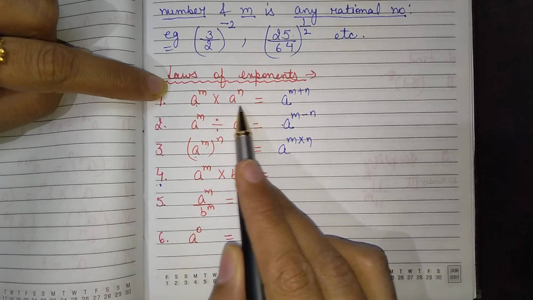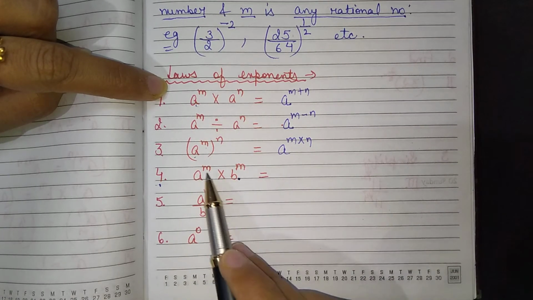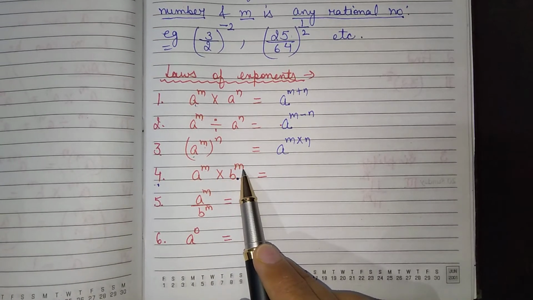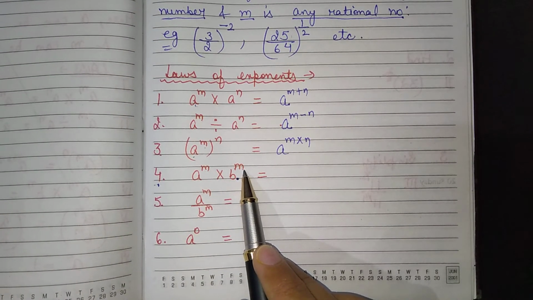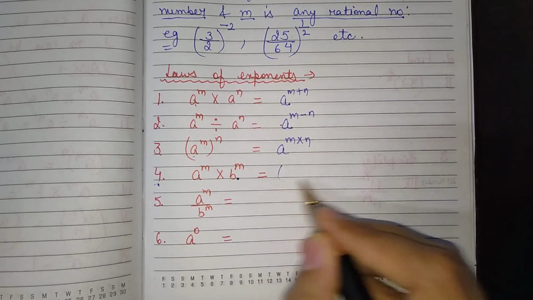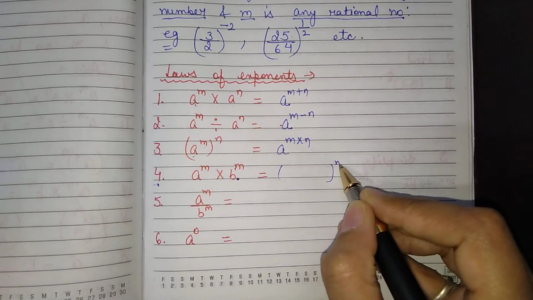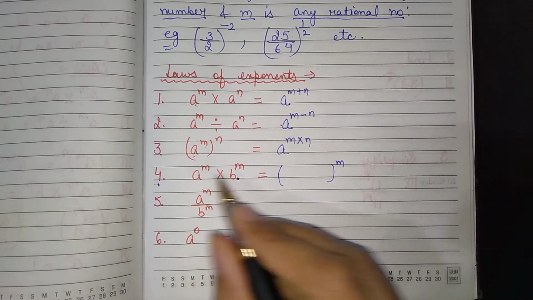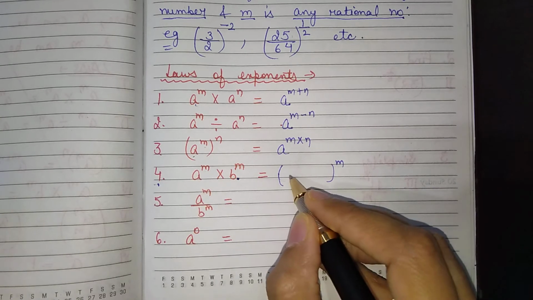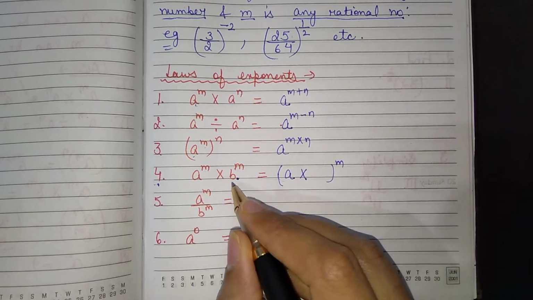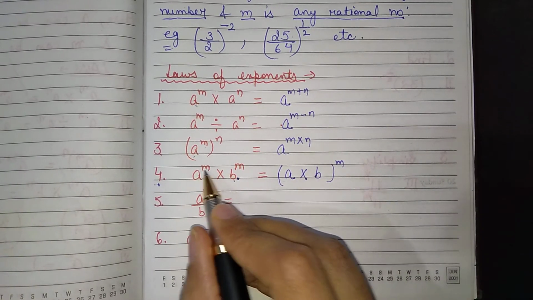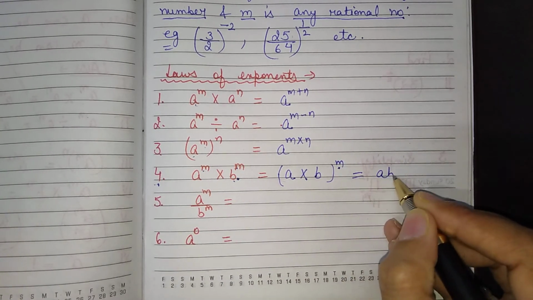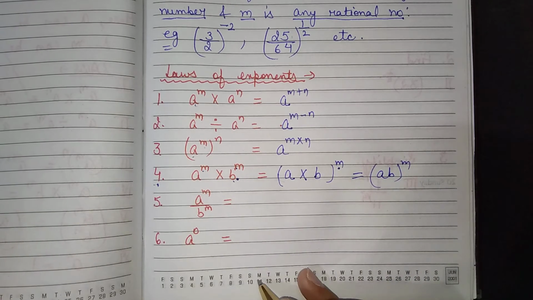Now next here, please see the difference in first and fourth law. Here we can see bases are same, but here powers are same. Now remember, when powers are same, common power is taken outside. So I will take common power outside. And what is left inside? Because this power is taken outside, what is left here? Only a multiplied by b, because common power has been taken outside. So it can also be written as ab whole raised to power m.